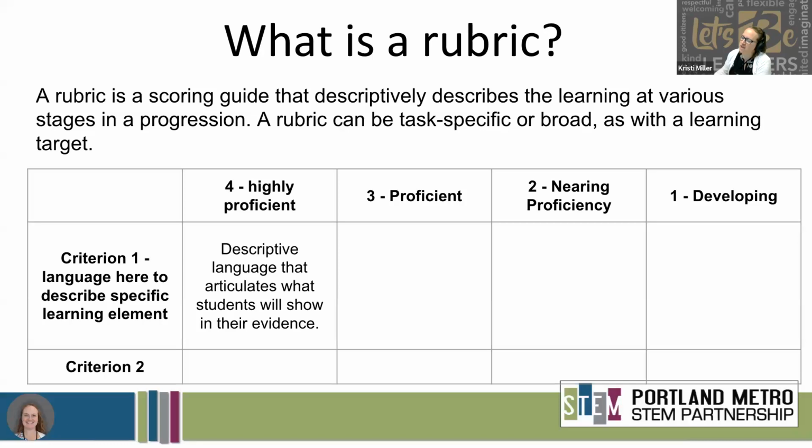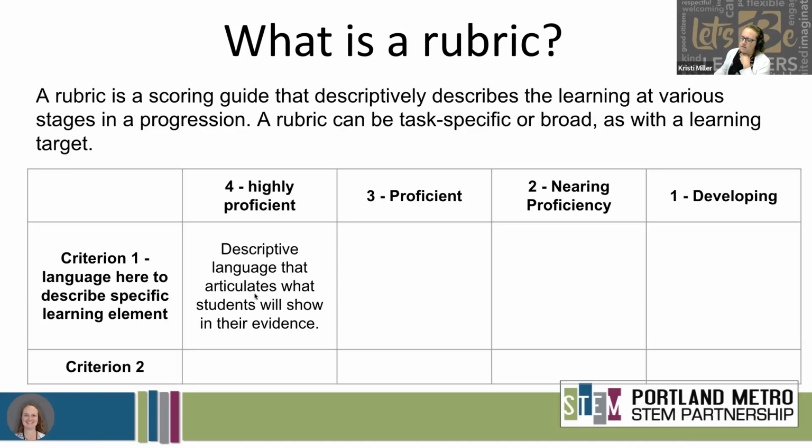So if I'm thinking about general language for a 4, 3, 2, or 1, the 3 is where we're meeting the target. That's like our benchmark. We're meeting at that point. So what does that look like? So I usually start there and I build out the language for a 3.